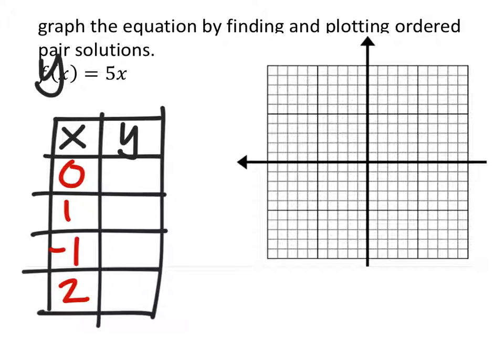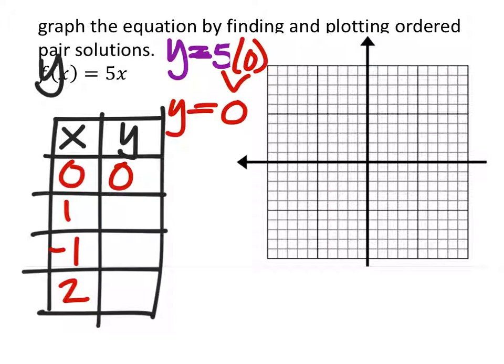So in this equation, I've got y equals 5x, right? That's a bad equal sign. Hopefully yours is better. But I'm going to replace my x first here with 0, and I'm going to find the corresponding y value. All right? So what is 5 times 0? This one may take some time, so check on your calculator. I get 0.